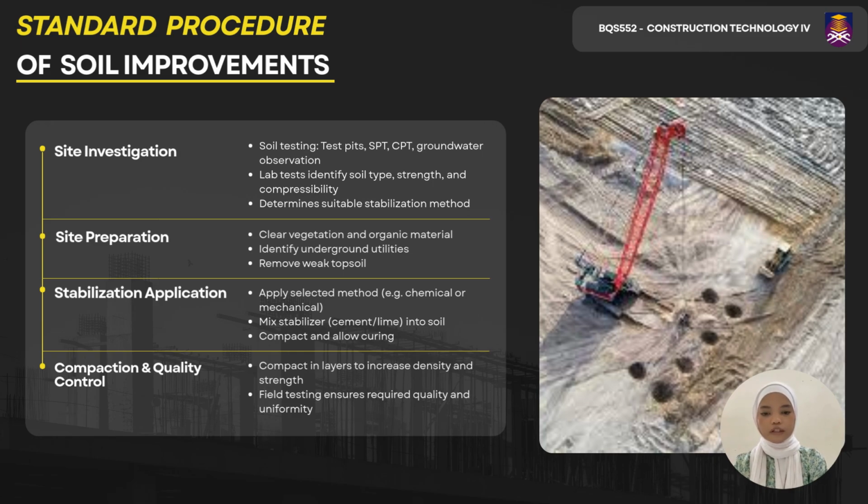Next is the site preparation. The site is cleared of vegetation and stripped of topsoil, and underground utilities are identified to ensure safe construction. Then stabilization application is done. The selected method, such as chemical or mechanical stabilization, is applied. Materials like cement or lime are mixed into the soil, followed by compaction and curing. Finally, compaction and quality control are carried out. The soil is compacted in layers and field tests are done to make sure the required strength and quality are achieved.